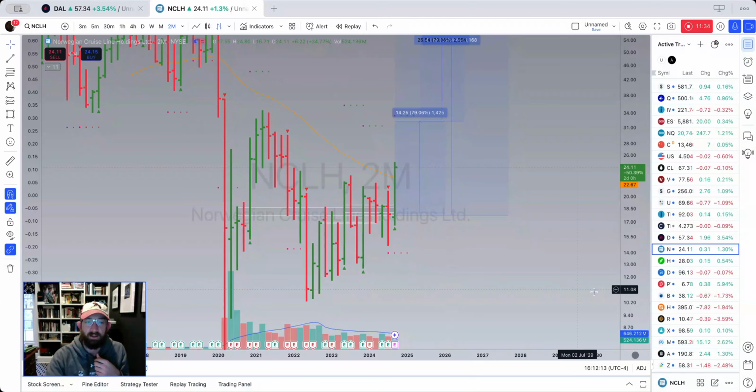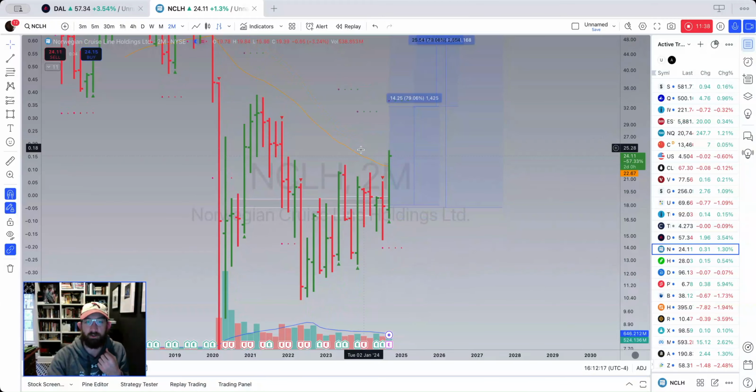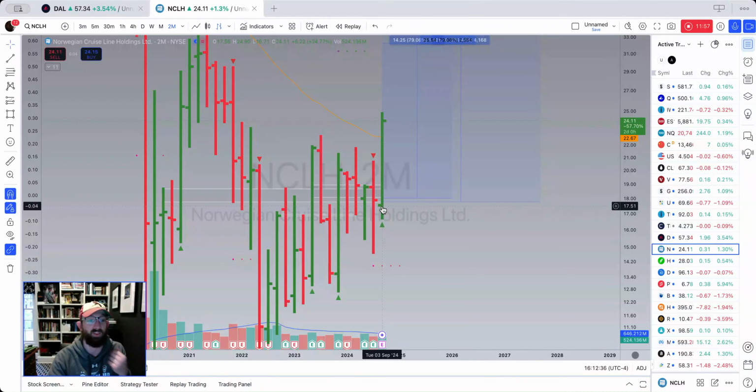So we're looking at the 2 month time frame here on Norwegian Cruise Line. I do think today pushed it to where it signaled in the 2 month, and we only have 2 days left in the 2 month bar. So that's kind of good, right? It means the signal is not going to get reversed within this 2 month bar.